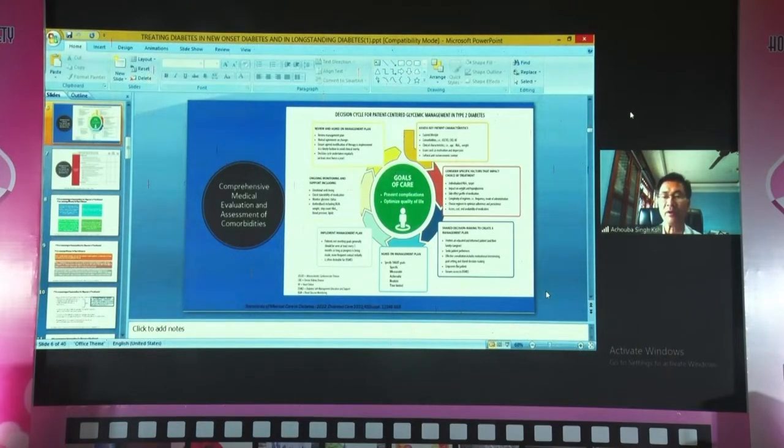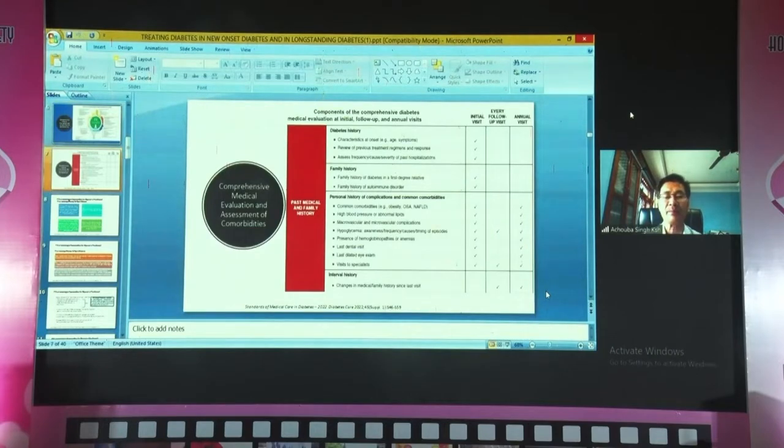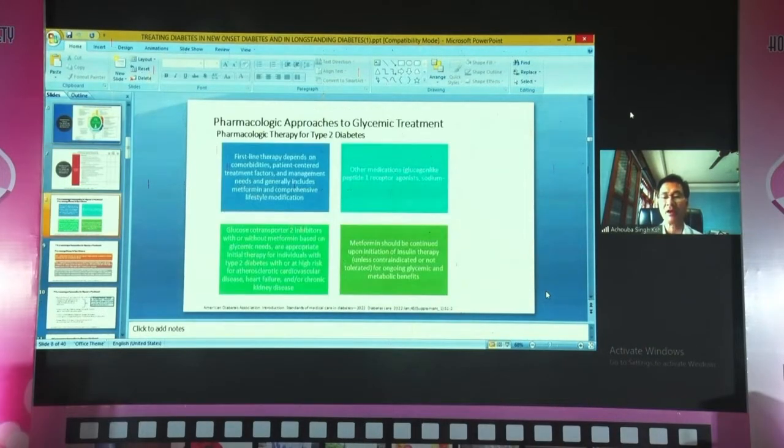That is the comprehensive medical evaluation and assessment of comorbidities. Not only that, we also need a past medical history, in terms of diabetic history, family history, and personal history of complications and common comorbidities like obesity, OSA, liver disease, high blood pressure, or abnormal lipids. These are to be accounted for, and changes in medical or family history since the last visit are to be recorded.